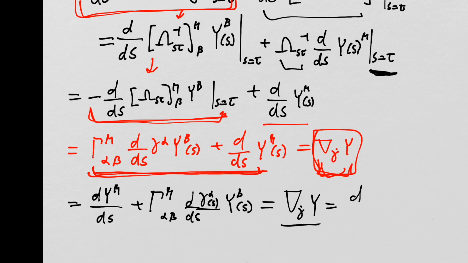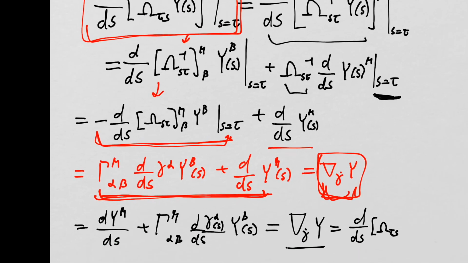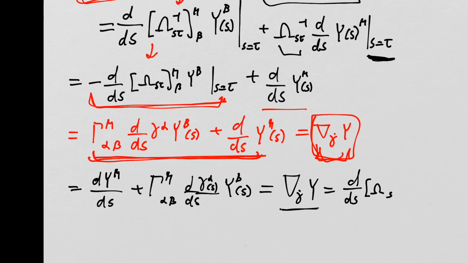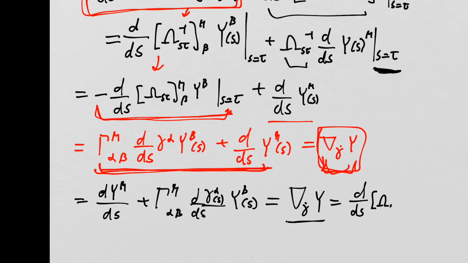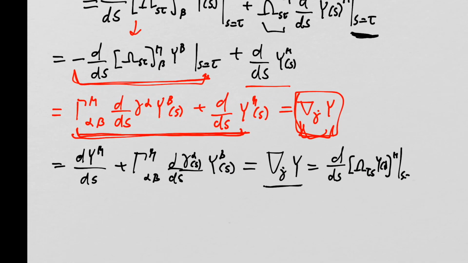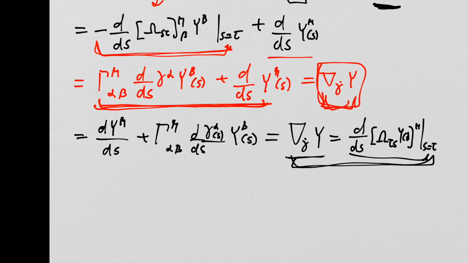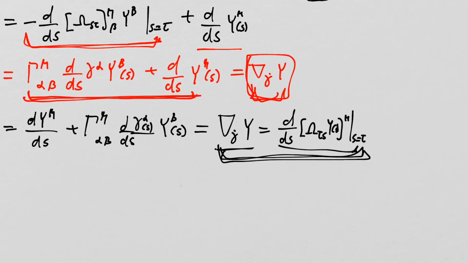We were trying to show that d by ds of omega ts y of s, mu, at s equals t. So that's what we wanted to show. And we did. We started up there in the far corner here with this expression, and we worked our way through it, and we ended up with this expression down here.